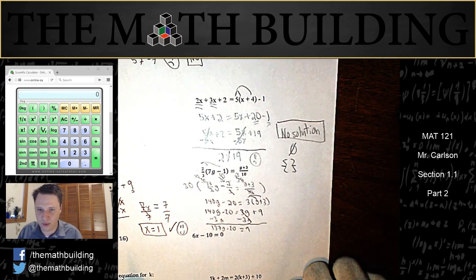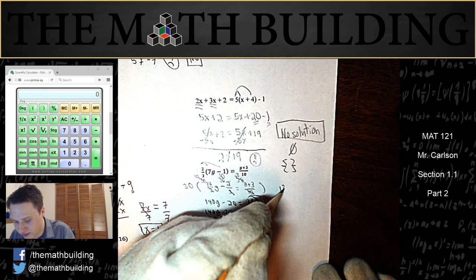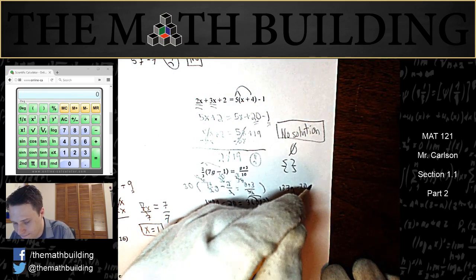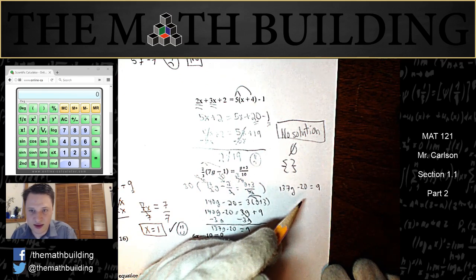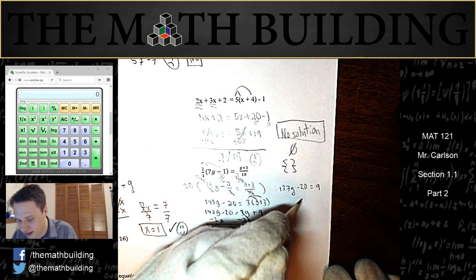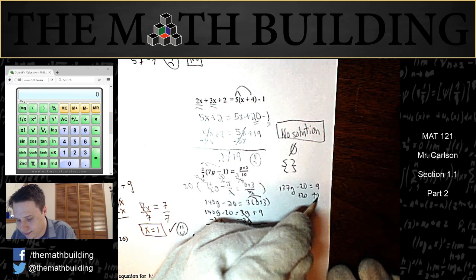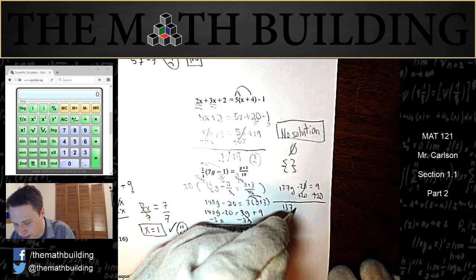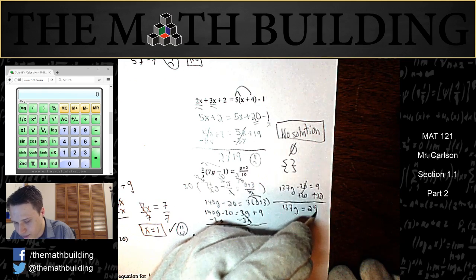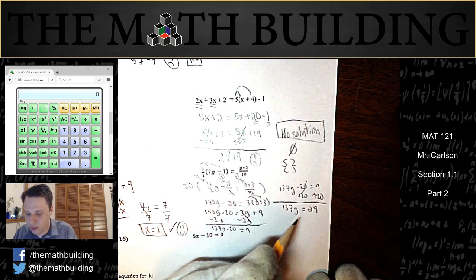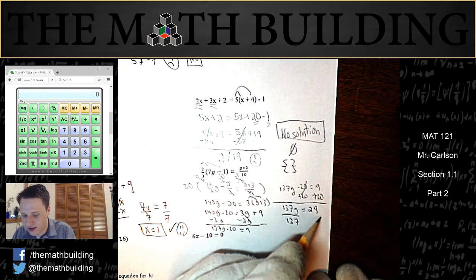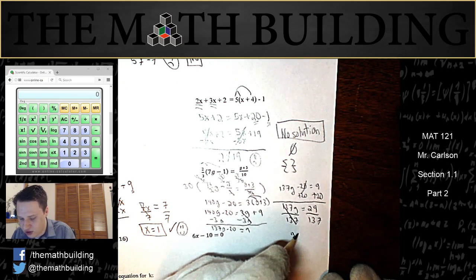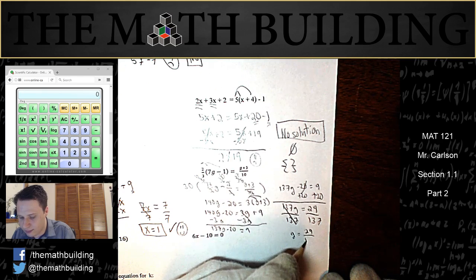Let's rewrite that where we have a little bit more room. That's 137g minus 20 equals 9. We want to get g isolated, so let's add 20 to both sides. Hopefully you're doing this on your paper as well. 137g equals 29. Divide by 137, divide by 137. And so we get a final answer of g is equal to 29 divided by 137.